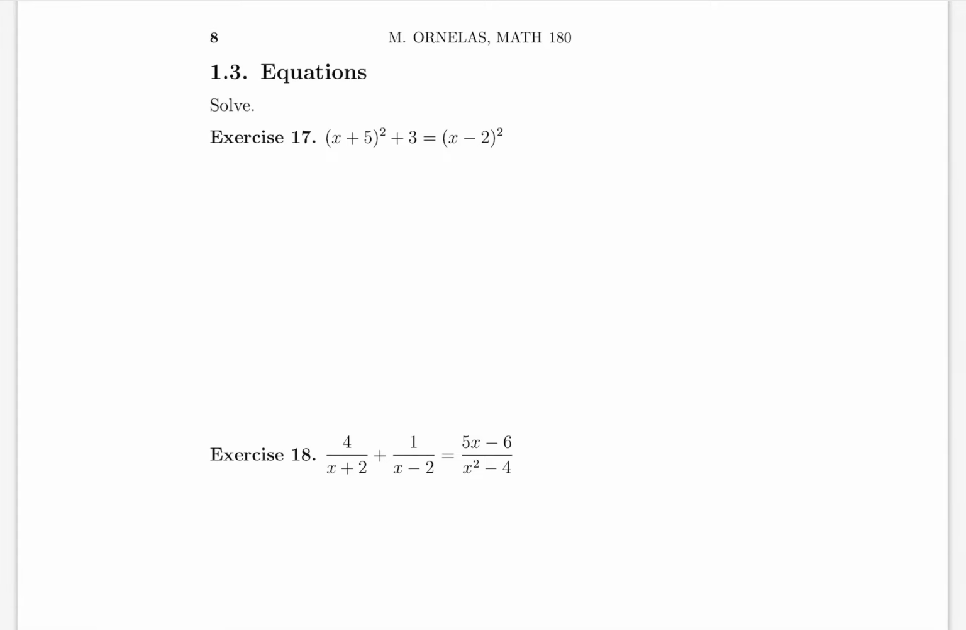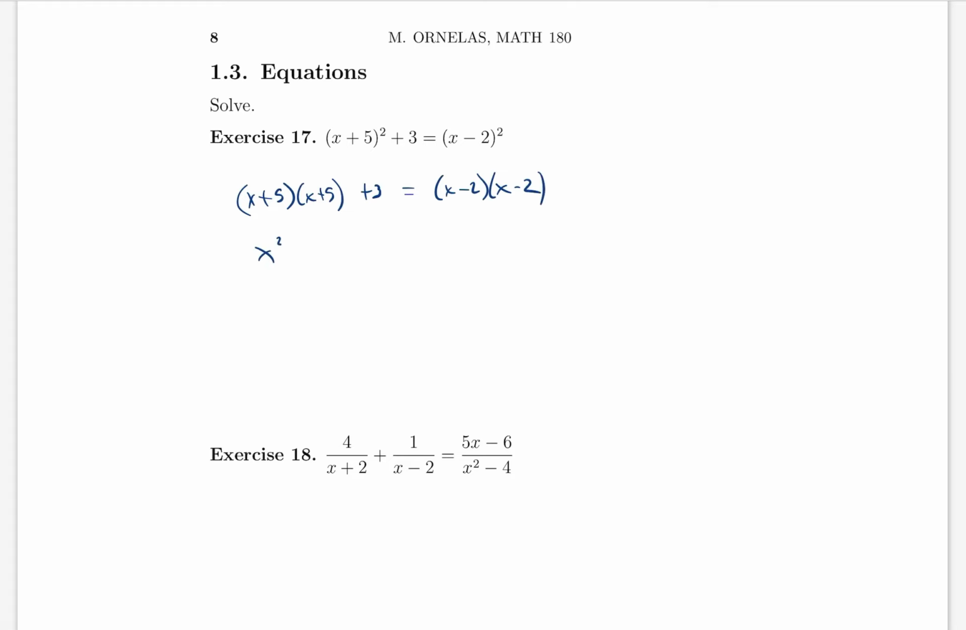Hi class, this section is on equations, so let's get right to it. The first one, there are two squares, so that means we need to expand both of these out. So we'll start by doing that. (x + 5)² + 3 = (x − 2)².